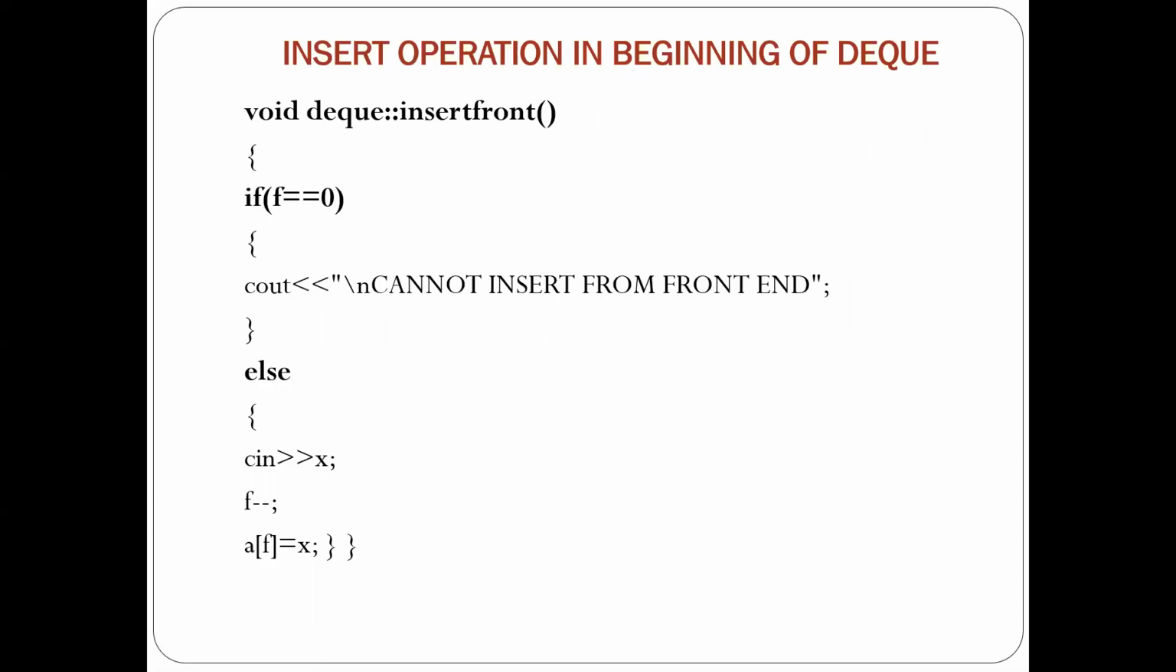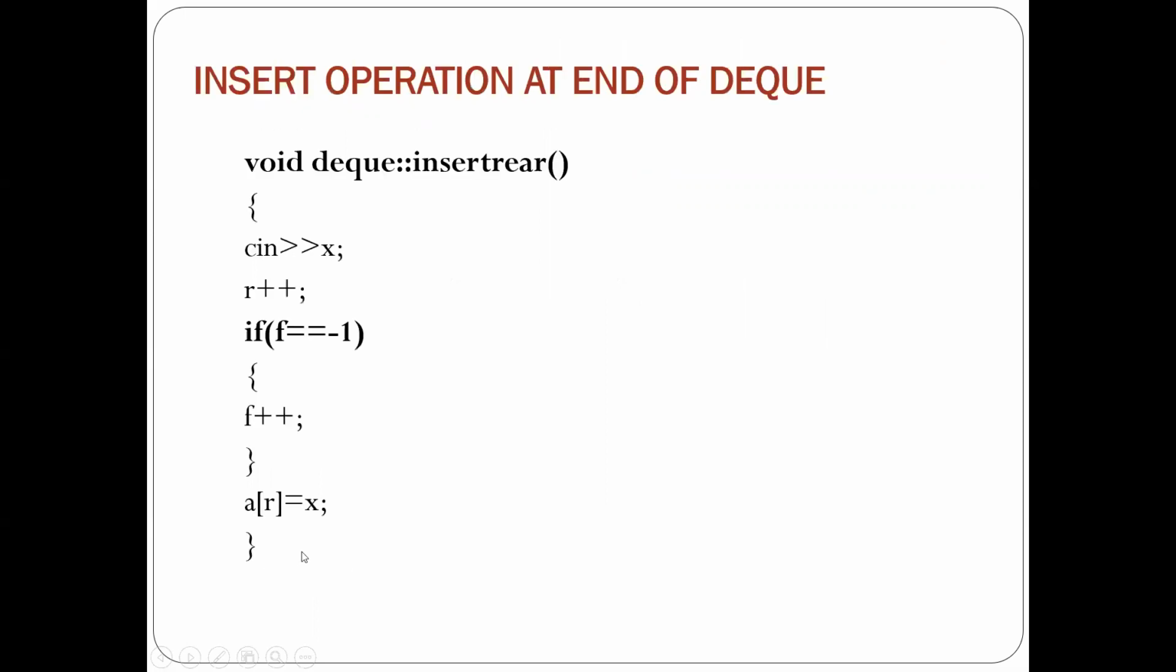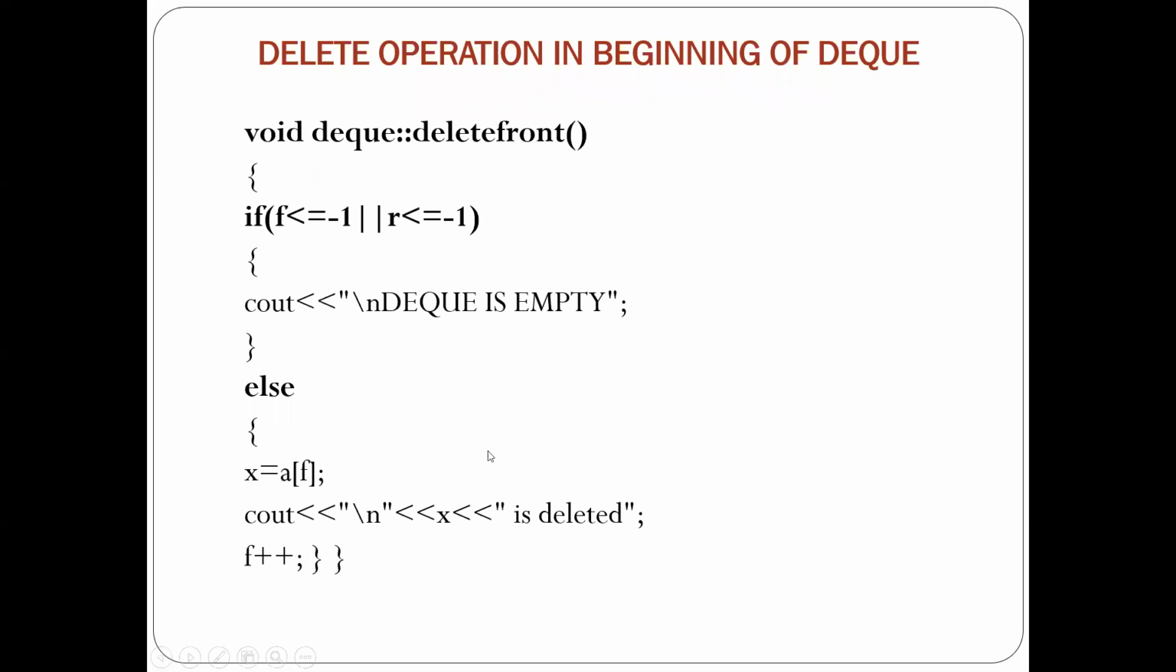So this is insert from the front. When you do the insertion at the beginning, that means from the front, if your front is greater than 0, then only you can do the insertion from the front position. In that case you do f minus minus, then a of f equal to x. That means first you decrement the front, and then to that position you insert the new value. This is insertion at the end. It is exactly similar to the normal operation: rear plus plus and a of r equal to x.